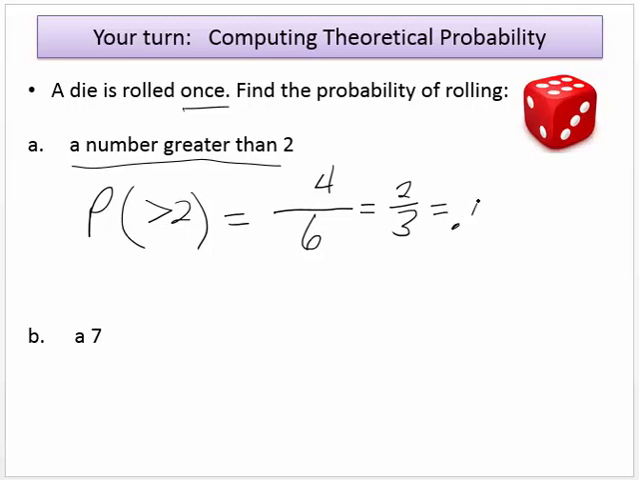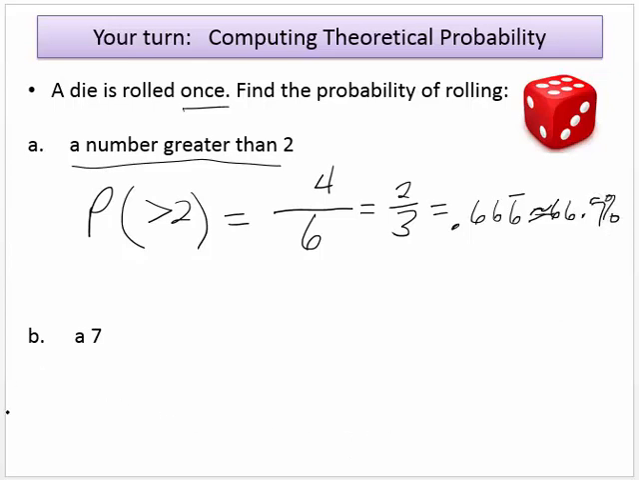Or as a decimal, because on MyMathLab sometimes they ask for it as a decimal, it would be 0.66666, etc., repeating, or as a percent. We move the decimal over twice and we get approximately 66.7% or 66.6% repeating.